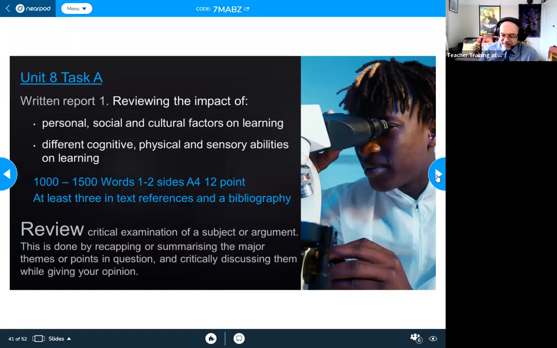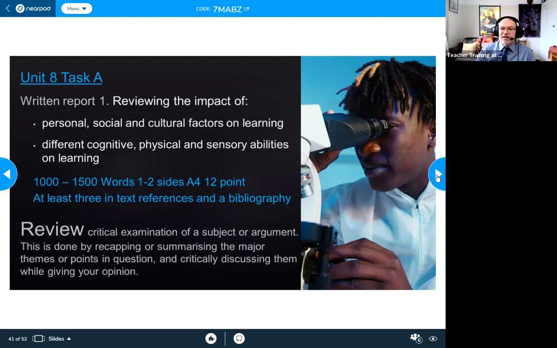Now, the guidance, and bear in mind this is only guidance from the awarding organisation, is 1,000 to 1,500 words. That's one to two sides of A4 at 12-point font. They're suggesting that you have at least three references to a theory and include a bibliography.